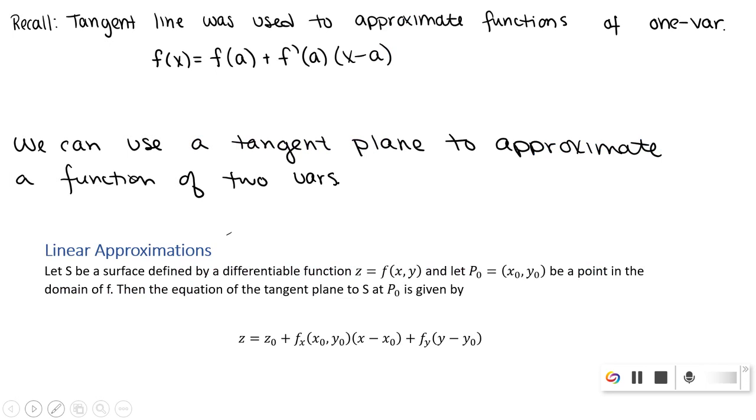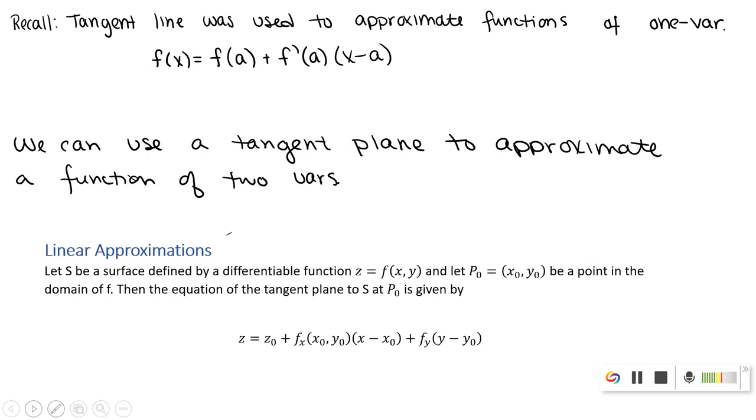Now, in the past, in Calc 1, you probably learned that we can use a tangent line to come up with a linear approximation, or an approximation of a function, if we're close to that point of tangency. We can do the same thing with tangent planes. So we can use our tangent planes to approximate a function of 2 variables as long as we're close to that point of tangency. And so that's the next thing we're going to do. We're going to use our tangent planes to approximate functions.